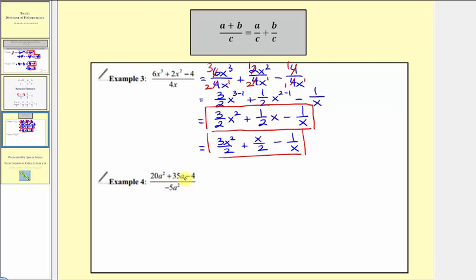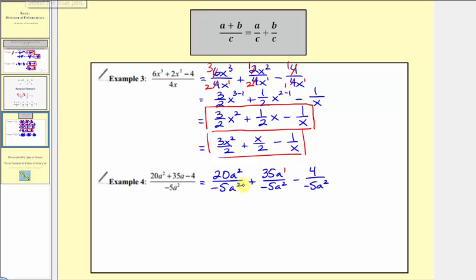In our last example, we have another trinomial divided by a monomial. So we'll have three separate fractions. Our first fraction will be 20a squared divided by -5a squared. And then we have plus 35a divided by -5a squared. And then finally we have -4 divided by -5a squared. The exponent on this a here would be 1.